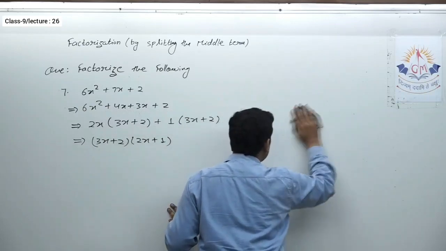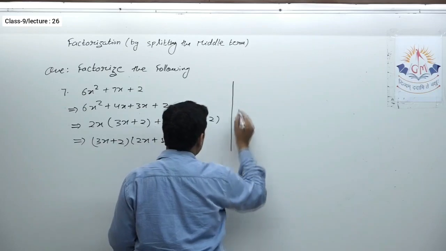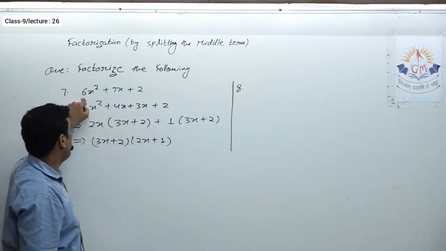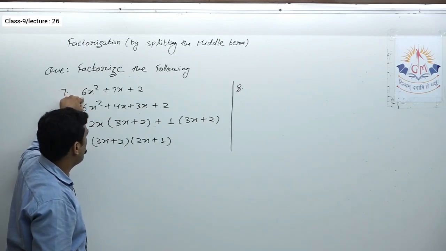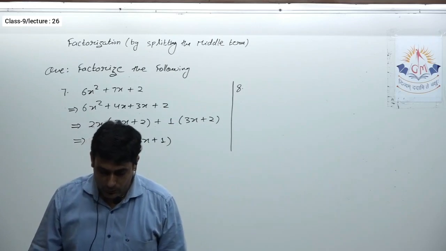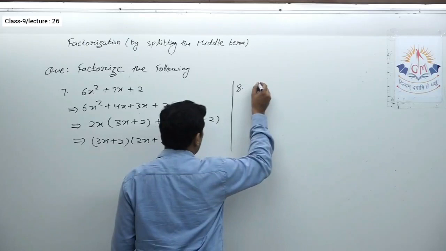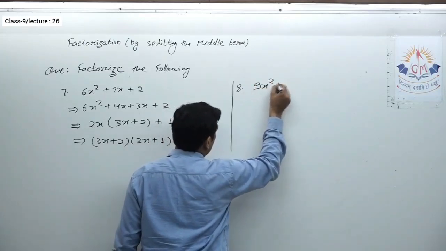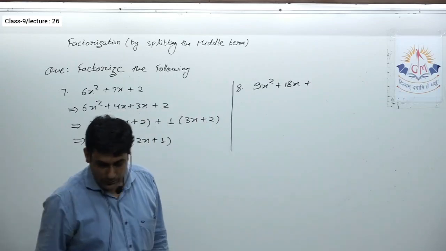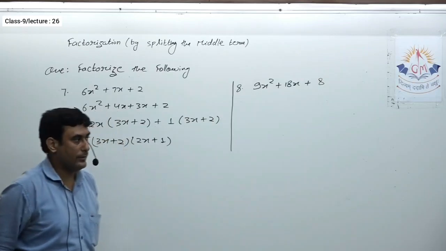This was almost the same as the previous questions. The only difference, as I told you, is that up till now we solved the questions in which the coefficient of x square was 1, here it is 6. That is the only difference. So let us take one more example: 9x square plus 18x plus 8.